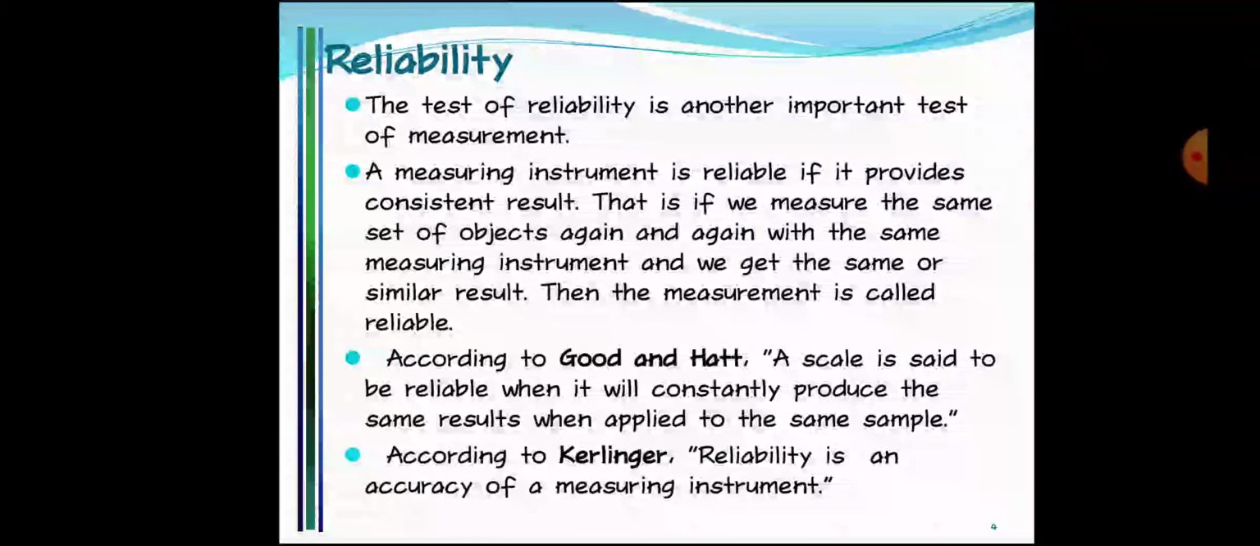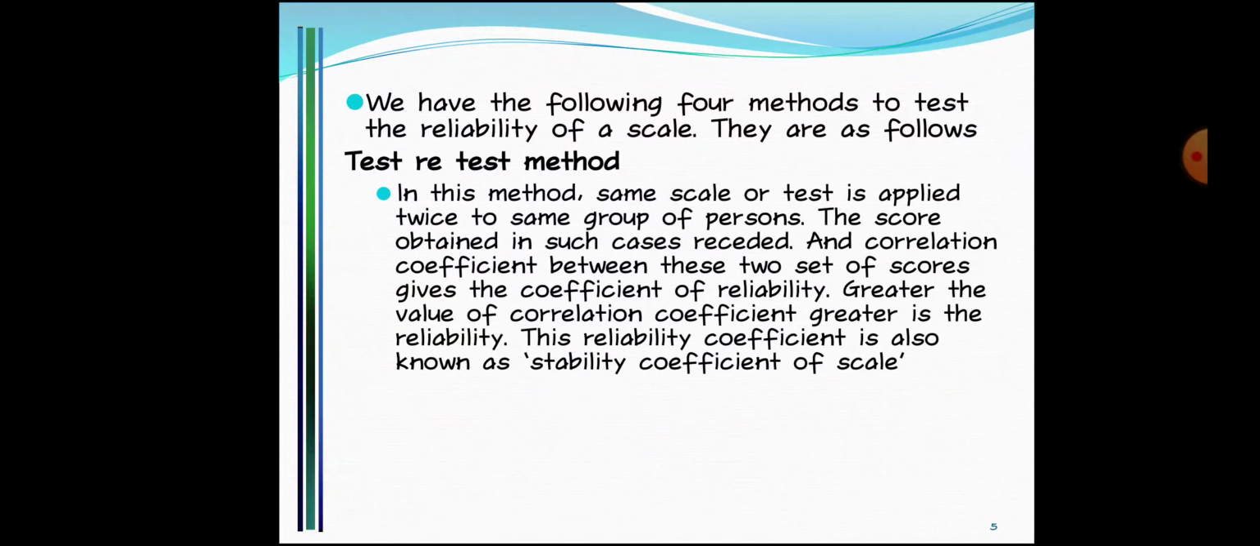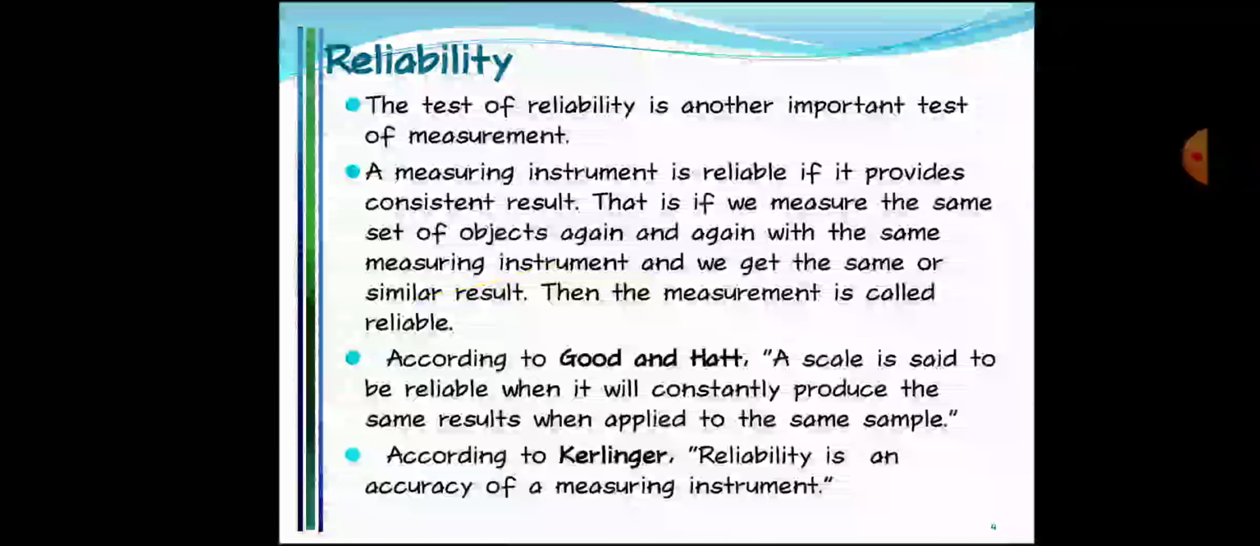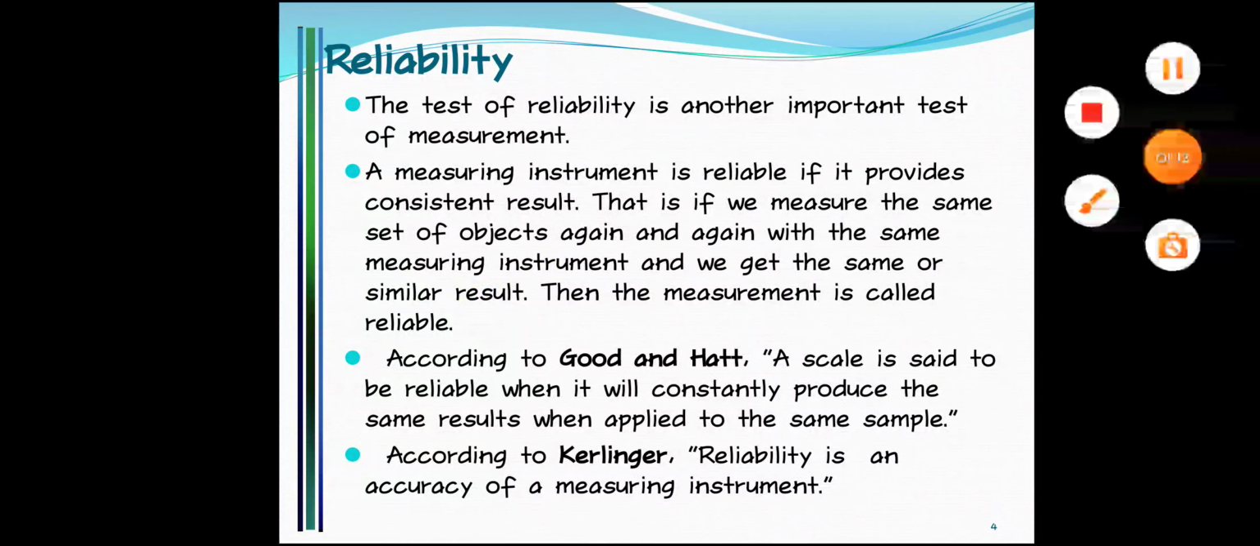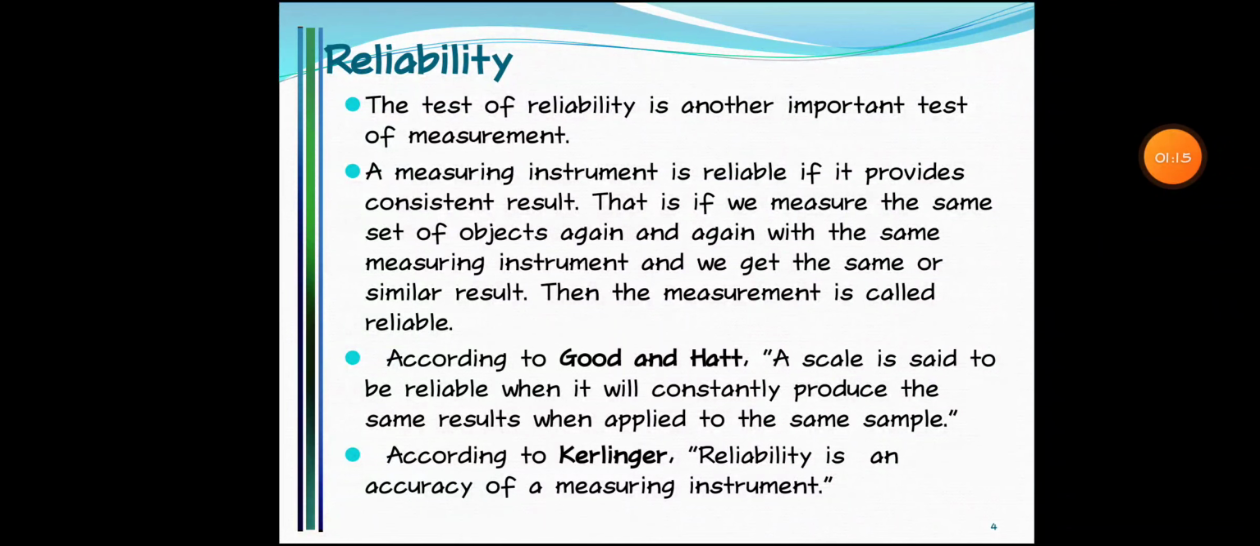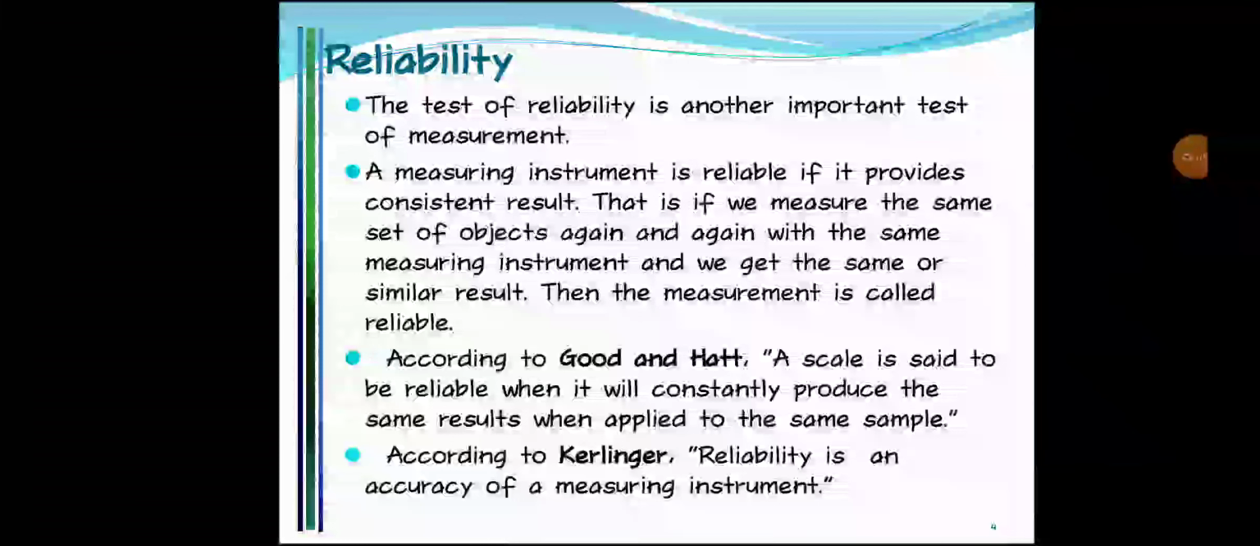Reliability. The test of reliability is another important test of measurement. A measuring instrument is reliable if it provides consistent results. That is, if we measure the same set of objects again and again with the same measuring instrument and we get the same or similar results, the measurement is called reliable.